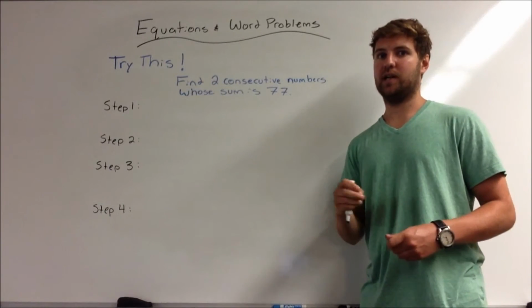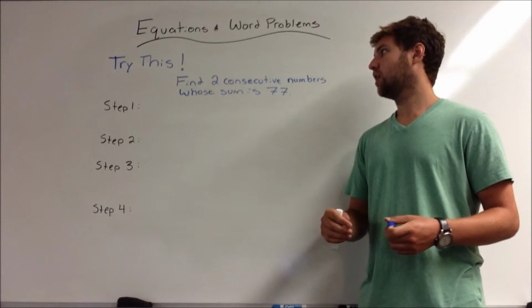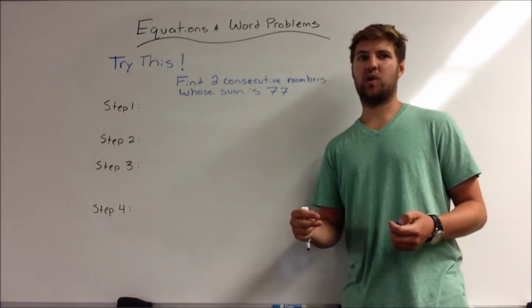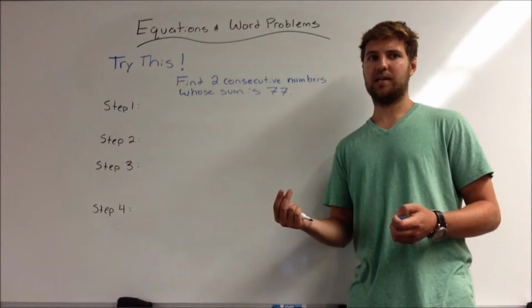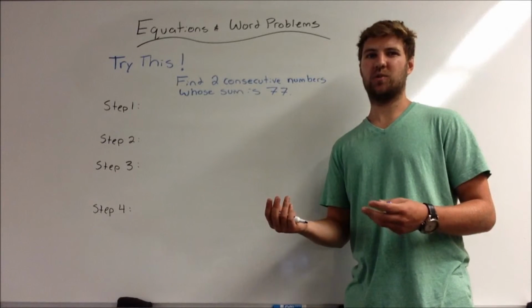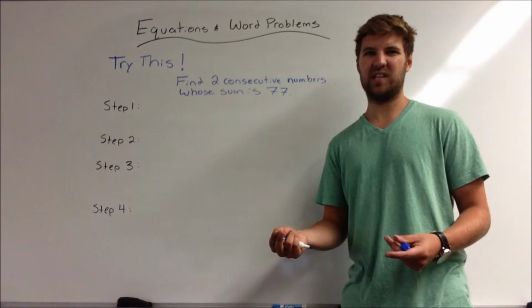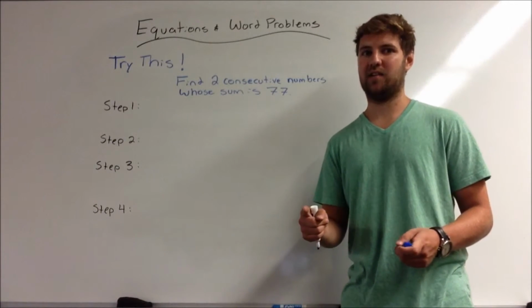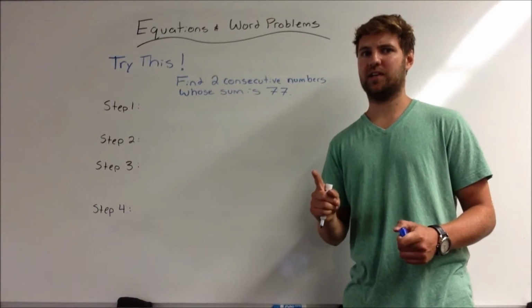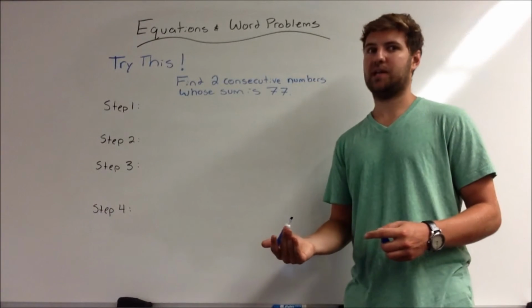So step 1, define the variable. In this case, we're looking for two numbers, right? Two consecutive numbers. So do we define two variables? Well, we already said that our equations are only allowed to have one variable, one letter in them. So how can we do that?